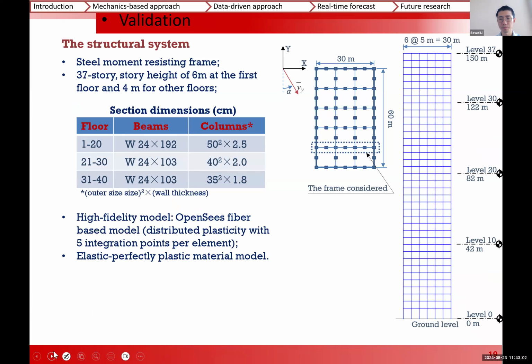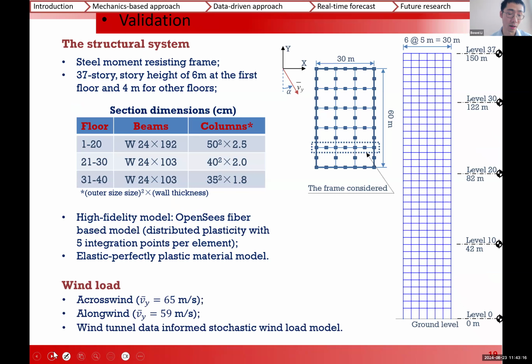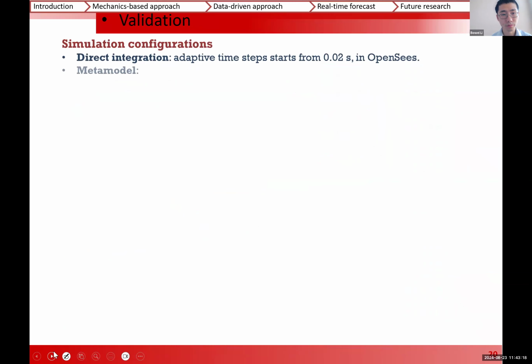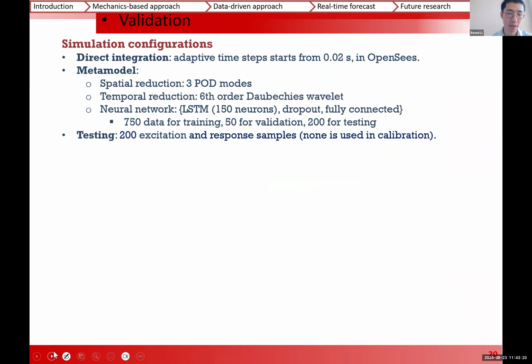And to test the performance, here we consider a pretty high-dimensional structure system with distributed, high-fidelity nonlinearity subjected to across and along wind. It is compared with the direct integration, and here's the configuration for the training and testing. After it is calibrated, we will test it through 200 separate excitation and response data pairs.